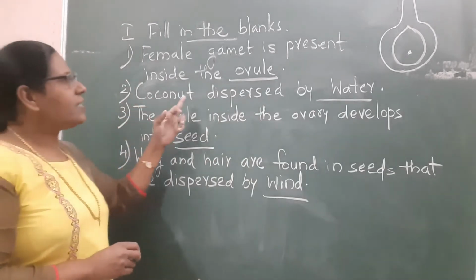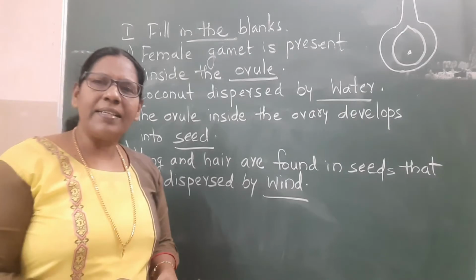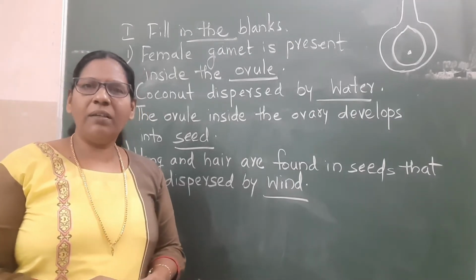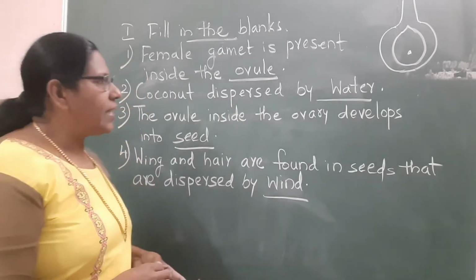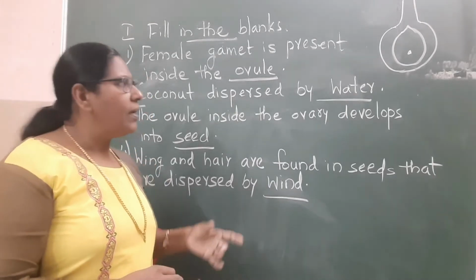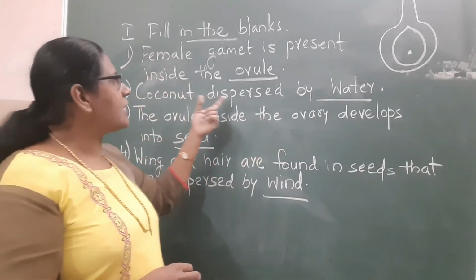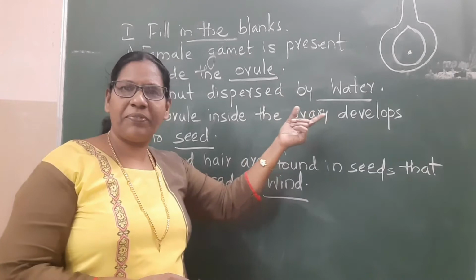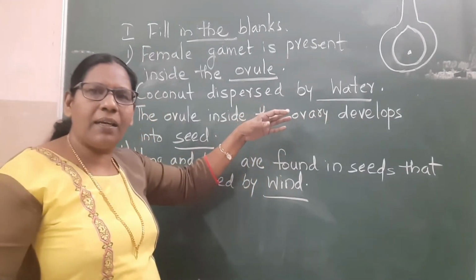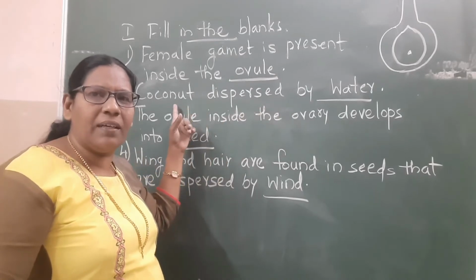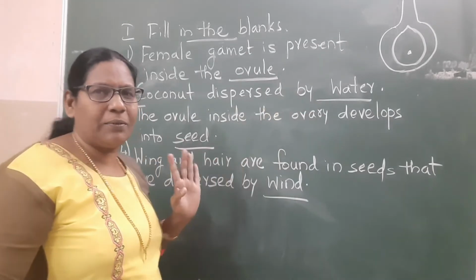Number 2. Coconut is dispersed by dash. We have learned that seed dispersal happens by wind, water, explosion, and animals. Coconut is dispersed by water. In seed dispersal through water, the example we learned was coconut. So coconut is dispersed by water.